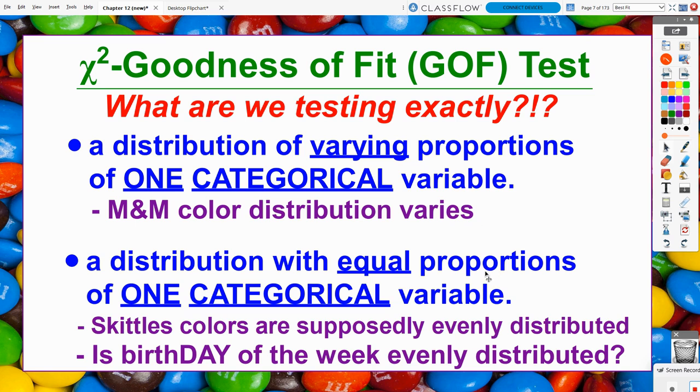The other thing that we're going to explore, again in the video 1 follow-up, is instead of varying or unequal proportions, what if the proportions of one categorical variable are all equal to each other? Some examples would be Skittles colors are supposedly evenly distributed. That reds, oranges, yellows, greens, and purples are all equally likely to occur with a 20% rate. Is birthday of the week evenly distributed? Is the proportion of people who were born on Sundays the same proportion as the people who were born on Mondays and Tuesdays and Wednesdays and Thursdays and Fridays and Saturdays?